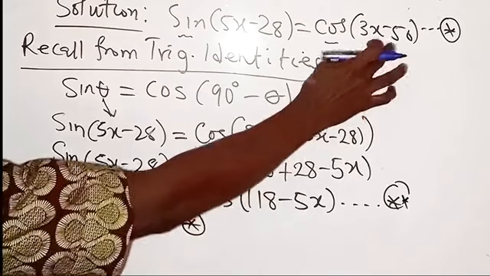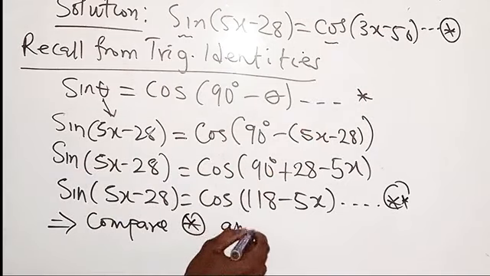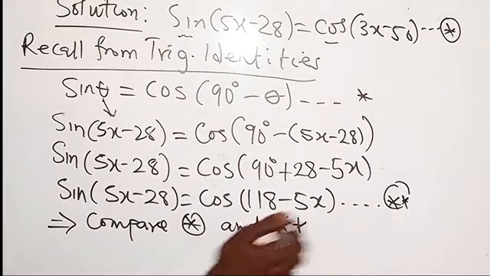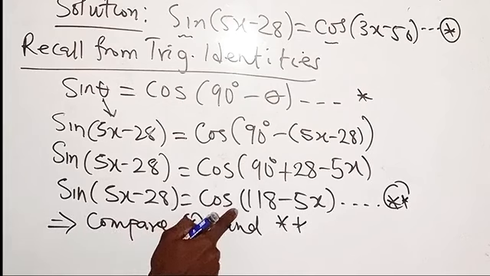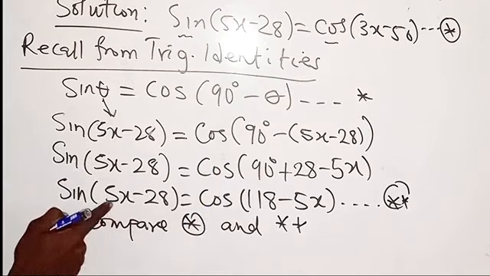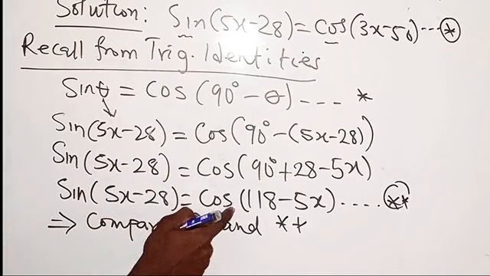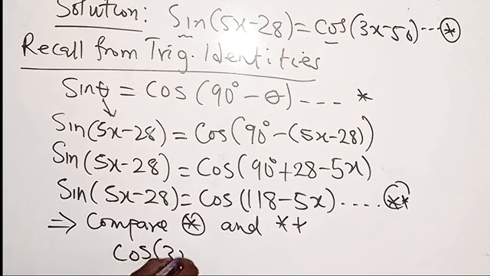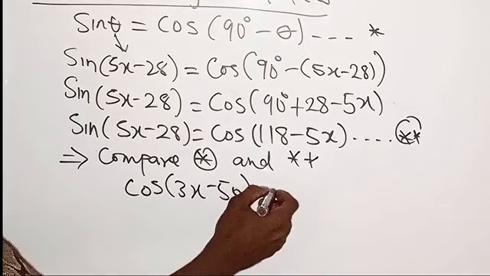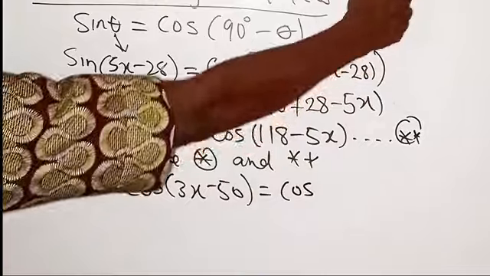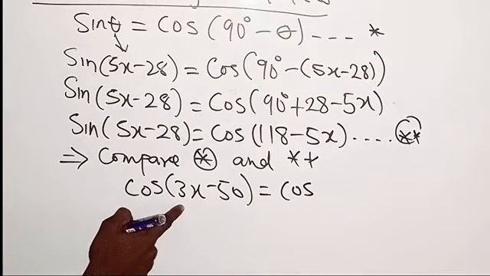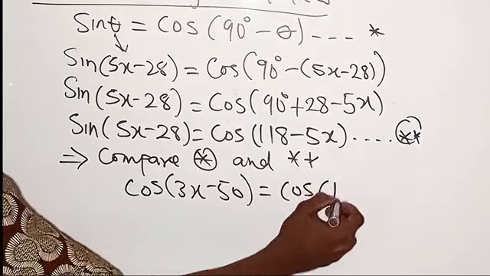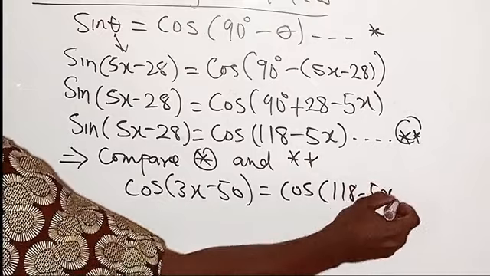star, that is the main equation given to us, and star star, which is the second equation that I have here. So we can see that since the left hand sides are the same, automatically the right hand sides will be the same. So we're going to have cos 3x minus 50 equals cos 118 minus 5x, the right hand side of star star.